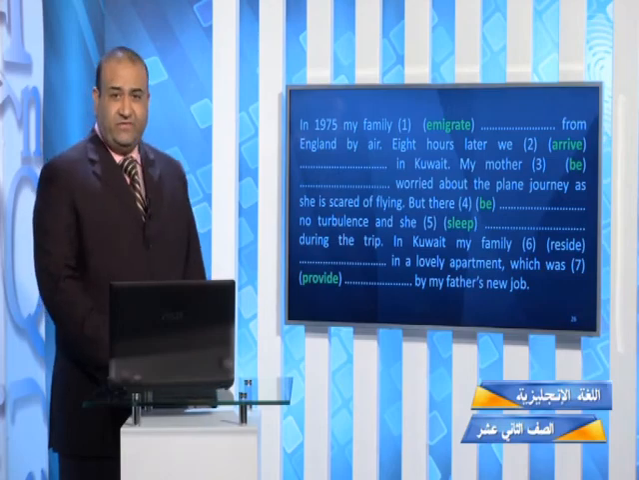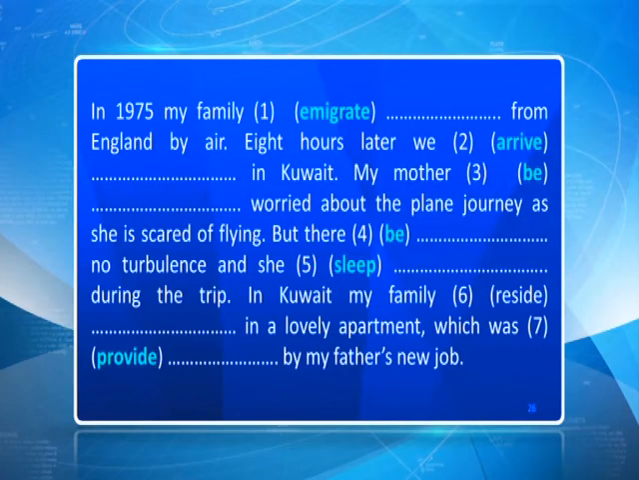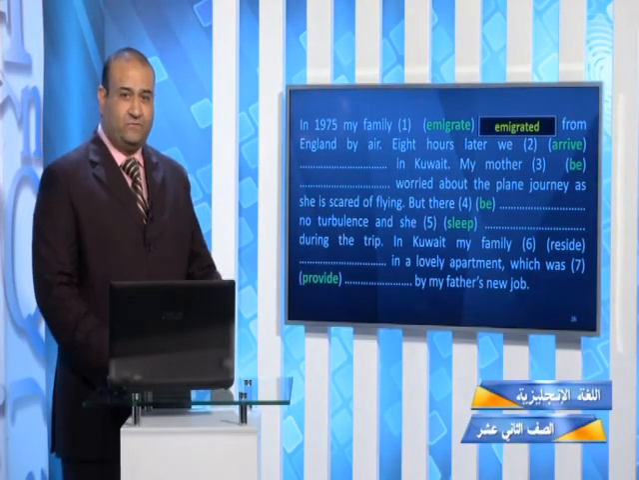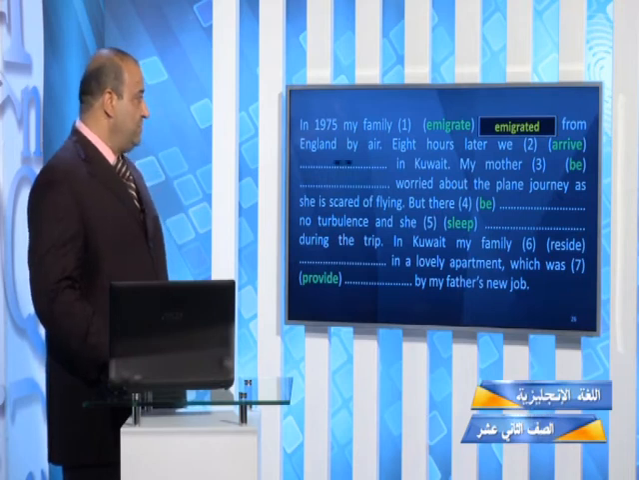In 1975, my family, verb to emigrate, from England by air. So here it is clear that the author is speaking about something that took place in the past. So it's emigrated. Eight hours later, we, verb to arrive, in Kuwait. Again, there's a flow of sequence of events, so the simple past is also used here.